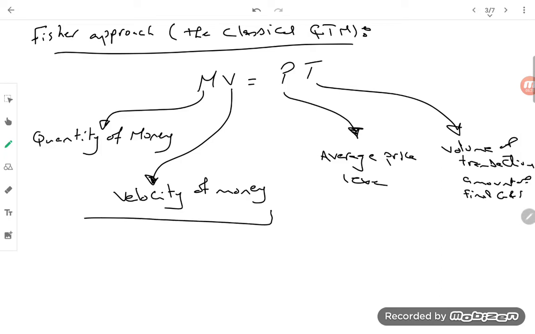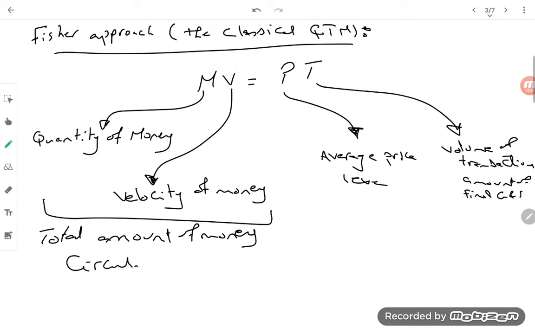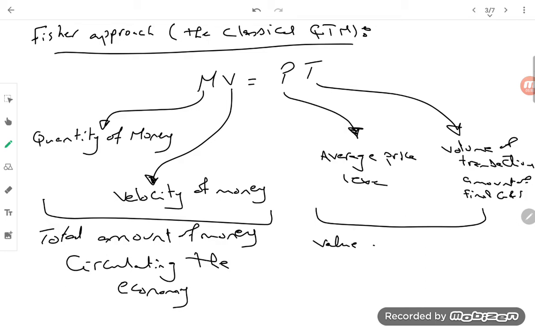So MV is the total amount of money circulating in the economy during a specific period of time, while BT is the value of all transactions during a specific period of time.